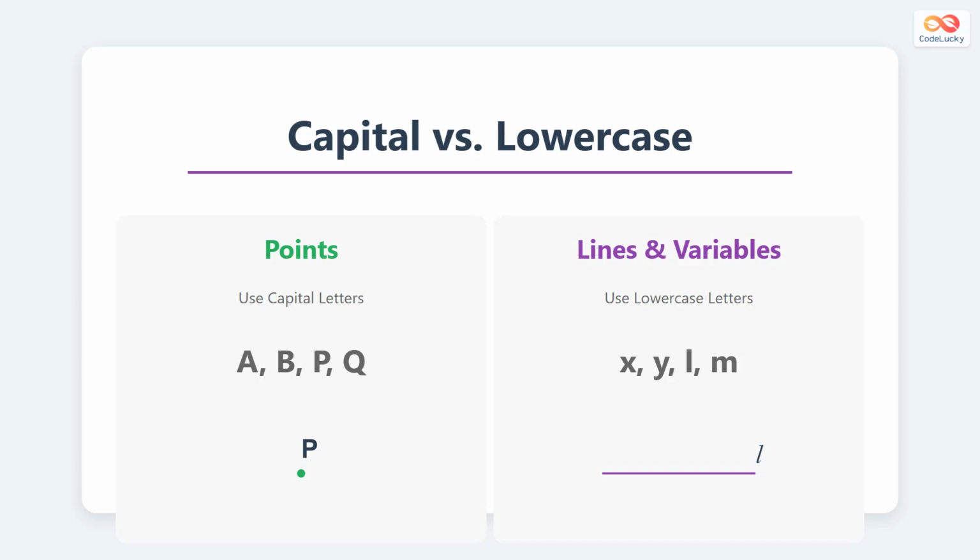It is crucial to distinguish between different types of letters. Capital letters like A, B, and C are reserved for points. Lowercase letters like L, M, or X are typically used to name lines or to represent variables in algebra. Mixing these up can lead to confusion.